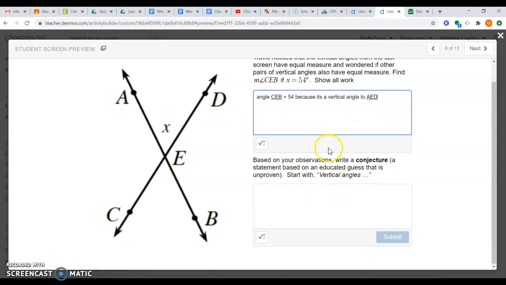When you write your conjecture here, it's an educated guess, but we've now seen it in action, that vertical angles are always congruent to the angle opposite of them. Like AED congruent to CEB, or even in the last problem, DEB being congruent to AEC.